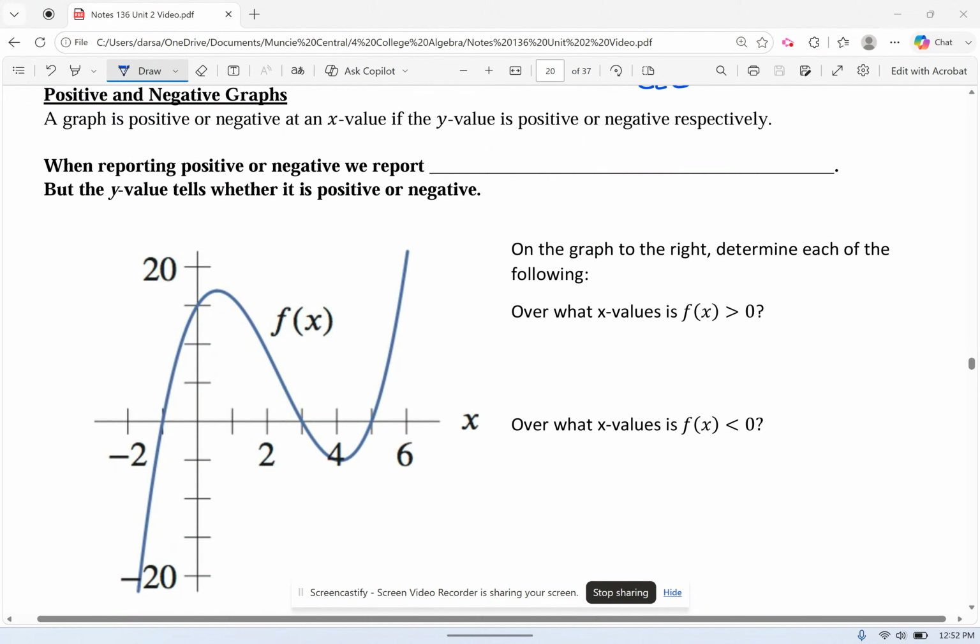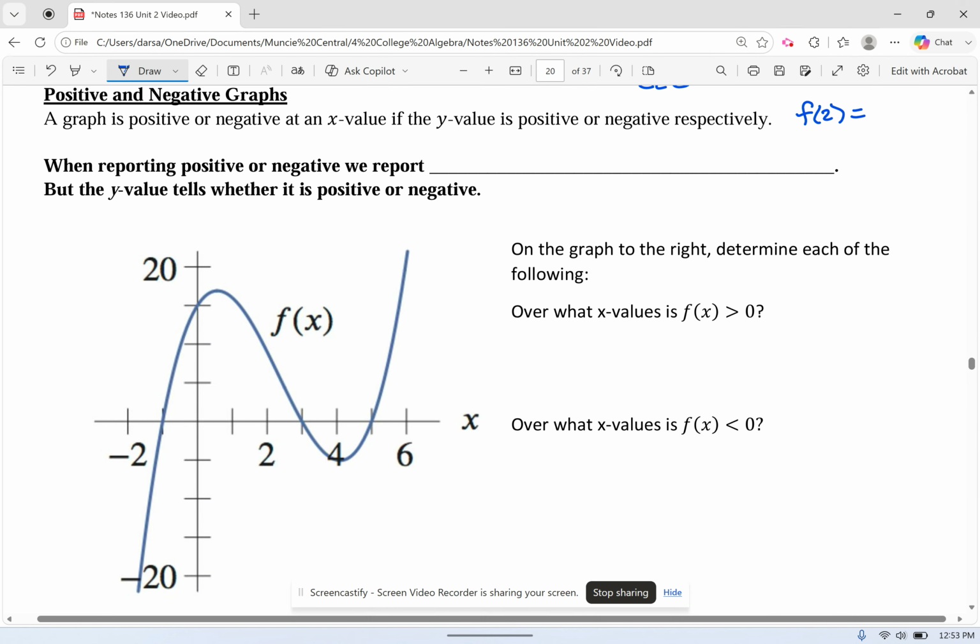When we ask, is a function positive or negative at a specific x value, what we're actually asking is, when I plug in this x value, the y that comes out, that answer, is it a positive number answer or a negative number answer? So if I told you that f of 2 is 7, since the answer is a positive 7, we would say f is positive at 2.